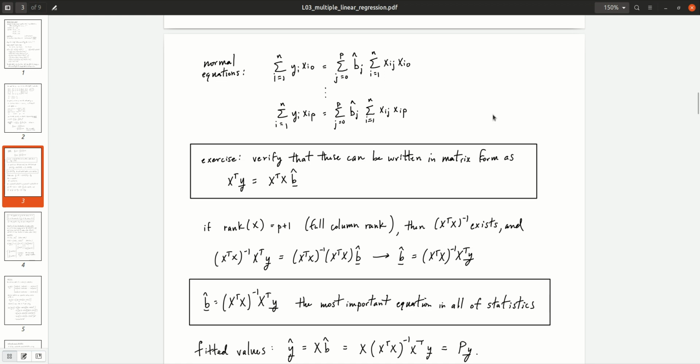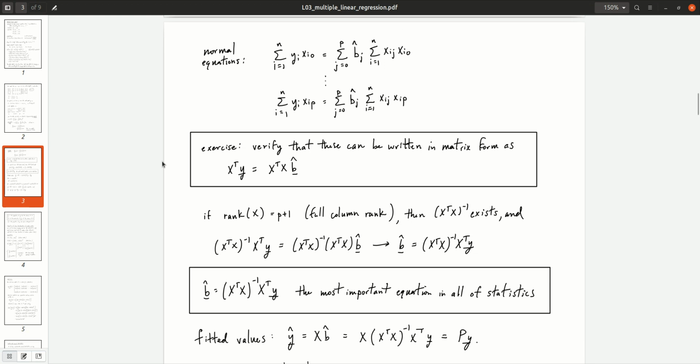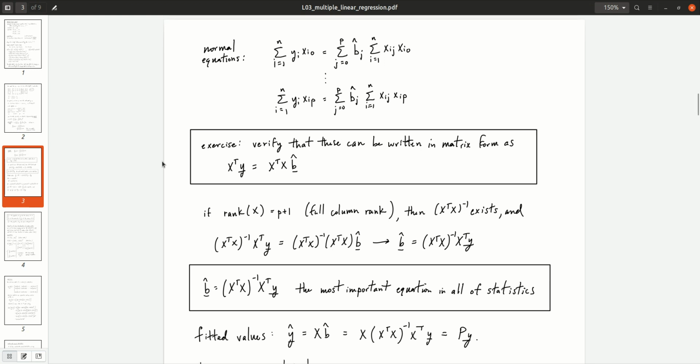So that may or may not be obvious to you by looking at this equation, but what I want you to do as an exercise is to verify that this is the right matrix expression for these equations. The easiest way to do that is to start with the matrix equation and write out what they are, and then verify that they're the same as these equations. Okay. Now the goal here is going to be to get b hat. And we don't quite have it yet. What we need to do is to solve these equations to get b hat.